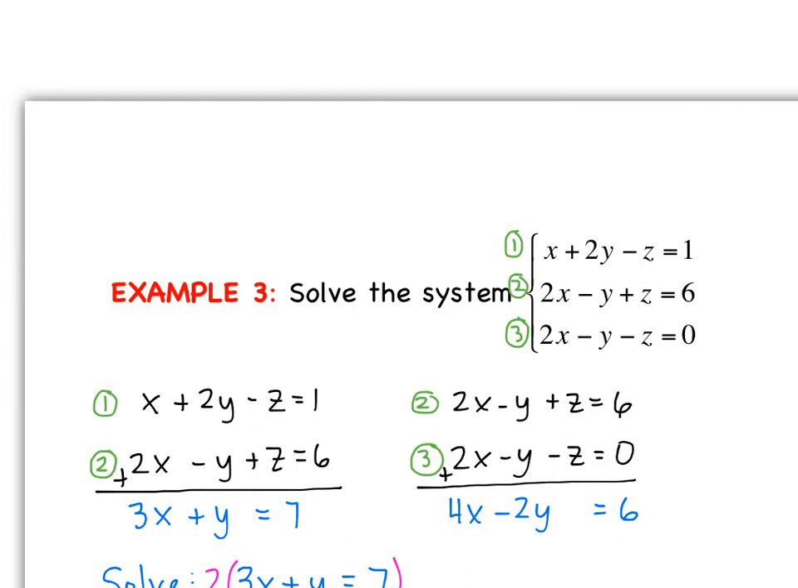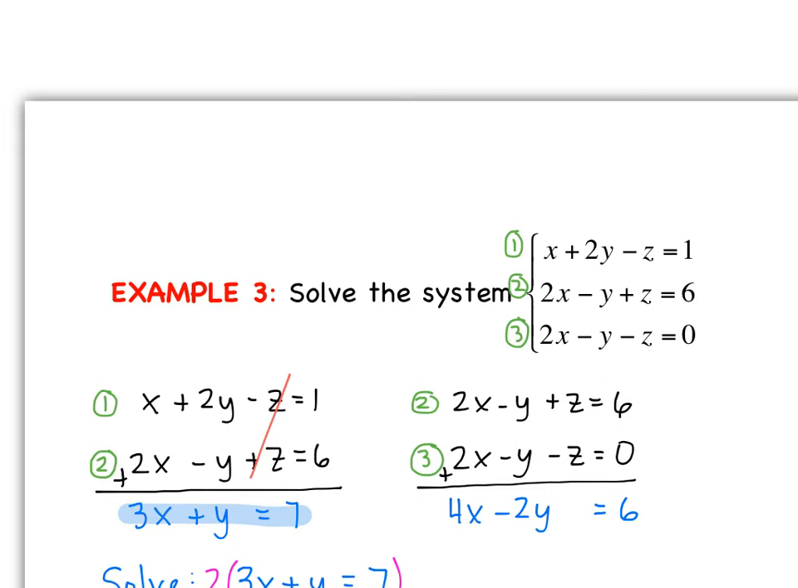So when we add these together, x plus 2x, I get 3x. 2y plus a -y, I get y. The z's get eliminated, they're gone. And then 1 plus 6, we get 7. So I put this one off to the side, and we're going to come back to it.